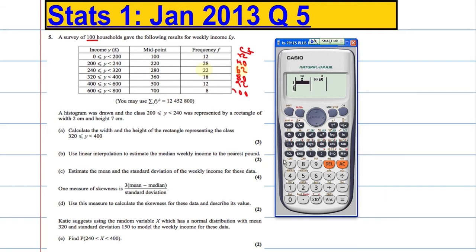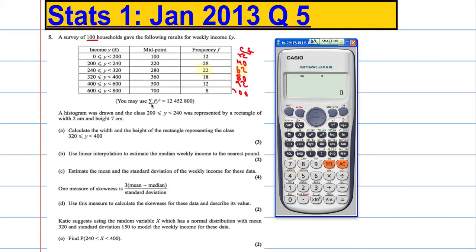So I'm going to put in all the midpoints. So 100, 220, 280, 360, 500 and 700. And now let's put the frequencies in to match. So 12, 28, 22, 18, 12 again, and then 8. So we put in all the summary statistics.